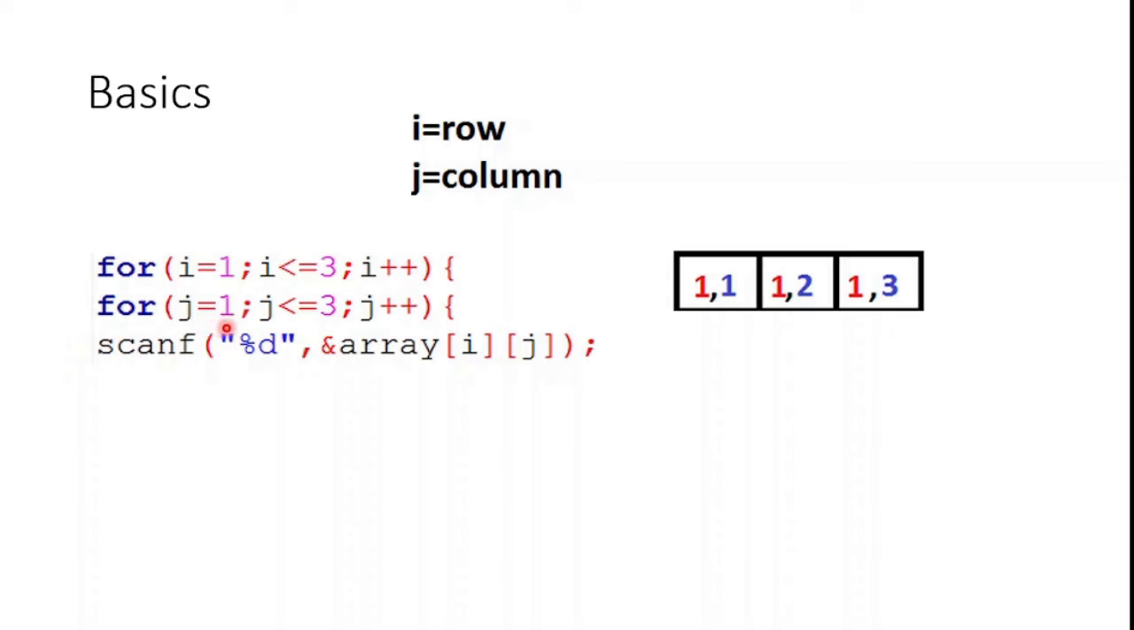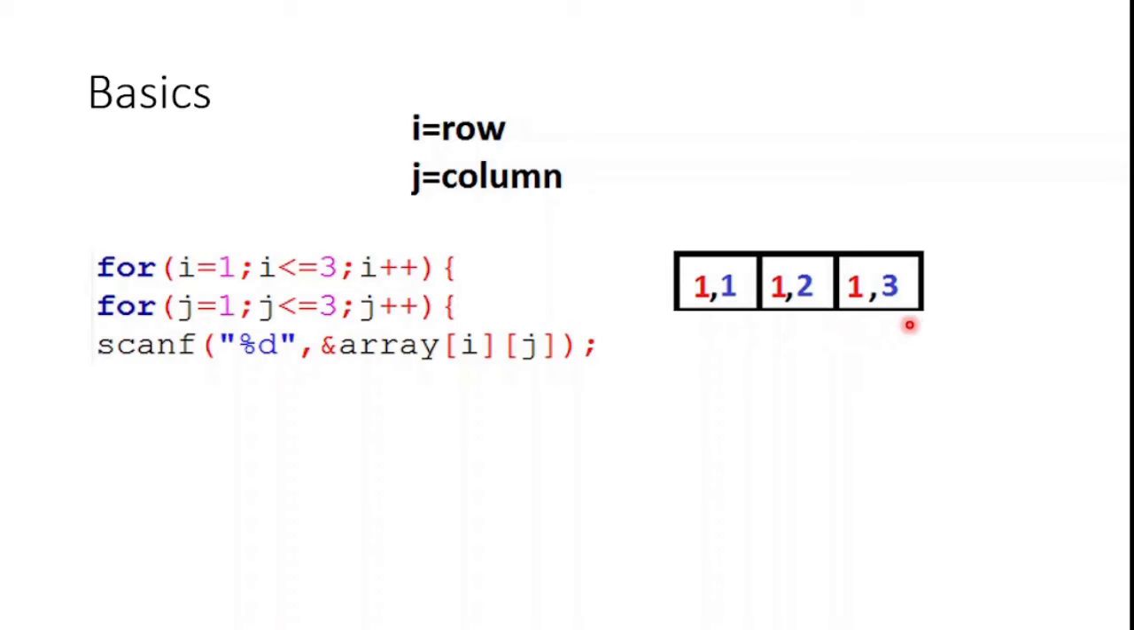Notice that now J is 3. So 3 equal or less than 3. The condition still holds true. So again, we'll be taking a scanf and through this, we will take an element and set it up in this cell.